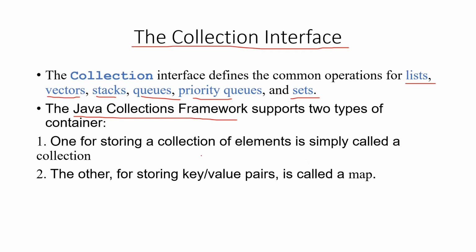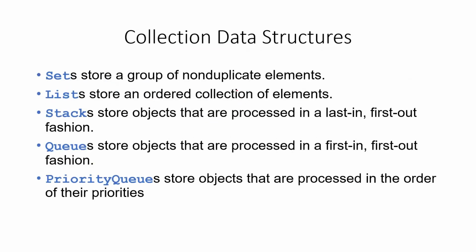The first one stores elements in a simple way, the collection, and the second one stores elements in key-value pairs, or in other words, a map. But today we'll talk only about storing elements in a simple, linear fashion, and more specifically we will talk about priority queue, queue, stack, list, and array lists.